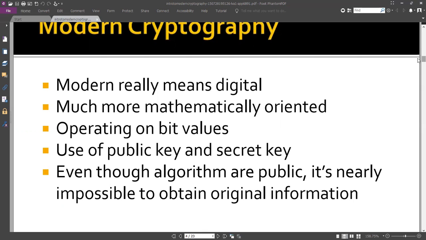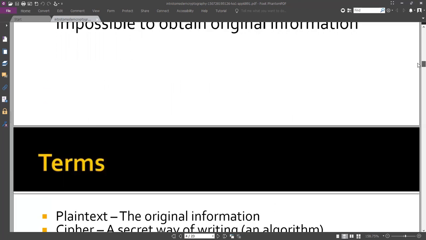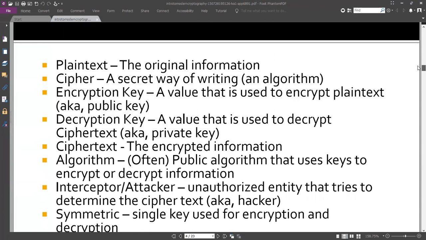Binary bits, that is ones and zeros, and that's why if you have done a little bit of computer science, you will know about octal and hexadecimal, like the ones I was explaining yesterday. Then we have the use of public key and secret key. That was asymmetric cryptography. Most of these algorithms are public, and even if they are public, it's impossible to actually obtain the original information from what you have seen with the token that is encrypted. So these are more terms on cryptography.